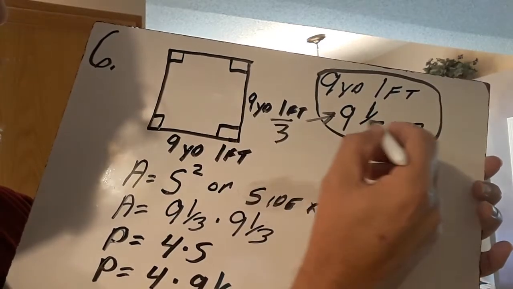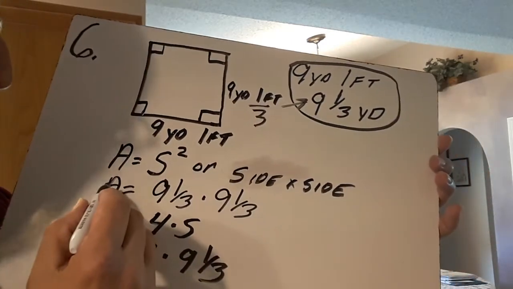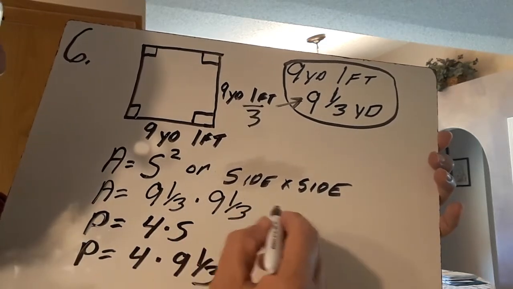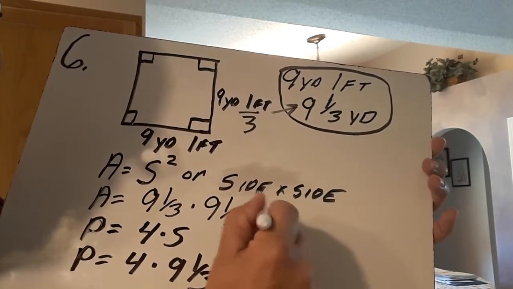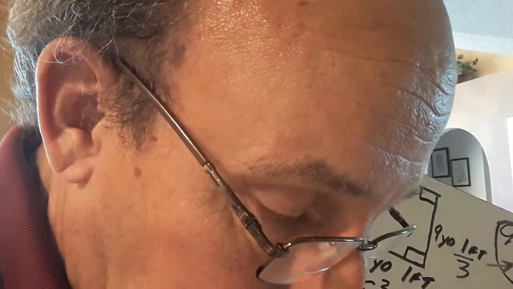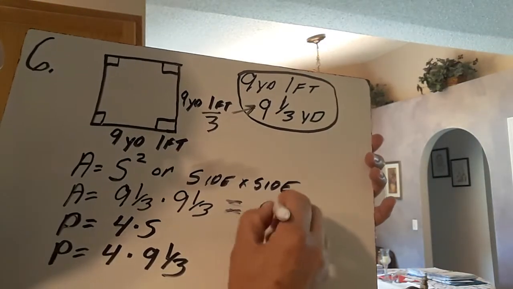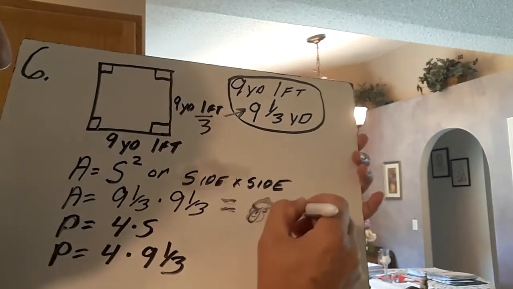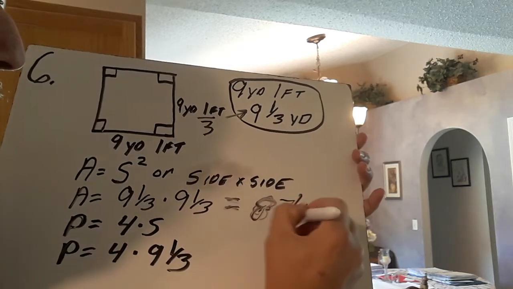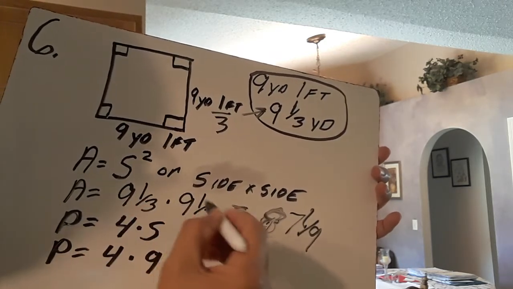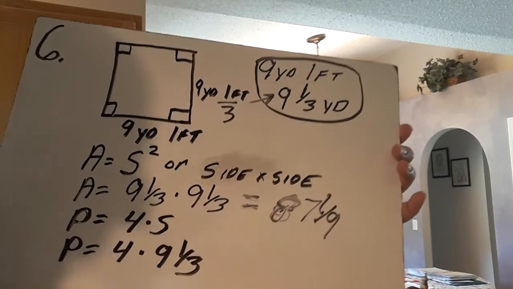So I'm going to take 9 1/3 times 9 1/3. You're going to multiply that out, and it's going to give you your answer. 9 1/3 times 9 1/3 gives you your answer of 87 1/9. Well, my marker's running out. 87 1/9. Remember, multiplication, you've got to change these to improper fractions, multiply them out, divide it, get your answer.